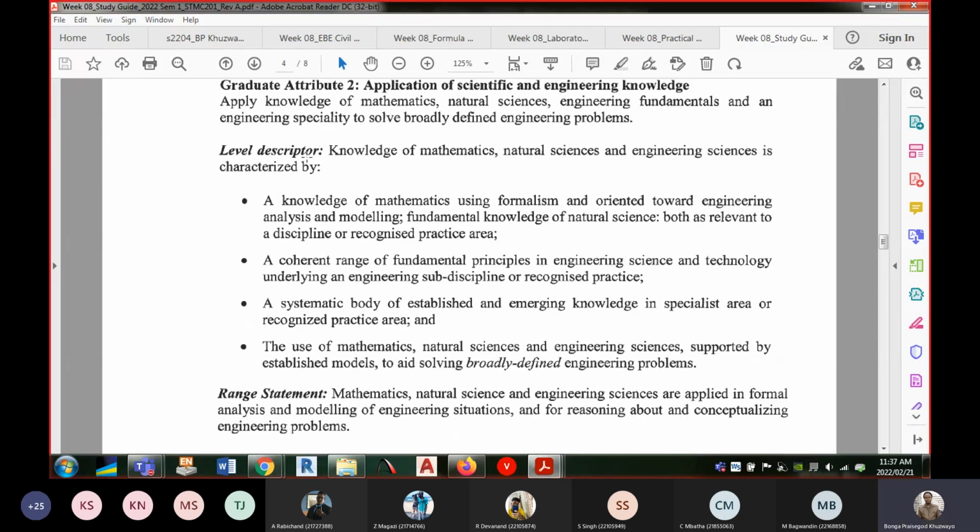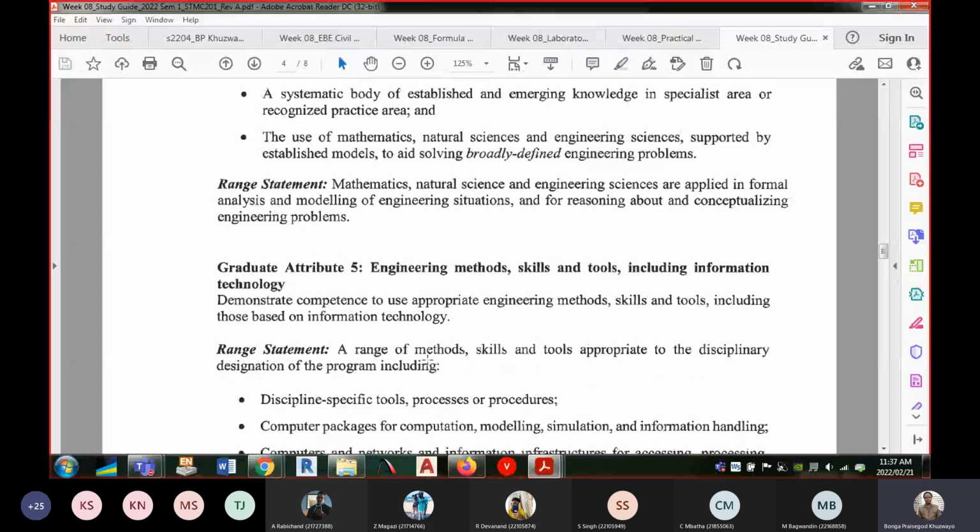In terms of the level descriptor, we have a knowledge of mathematics, natural sciences, and engineering sciences, which is characterized by a knowledge of mathematics using formalism and oriented toward engineering analysis and modeling, and fundamental knowledge of natural science, both as relevant to the discipline or recognized practice area. So you can read all of that when you have time.